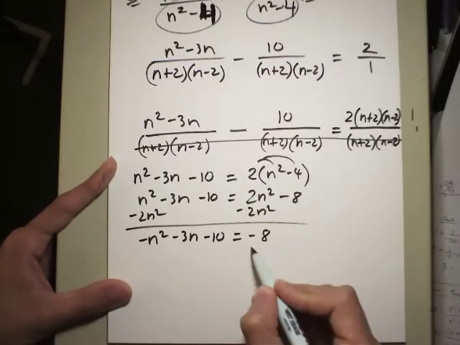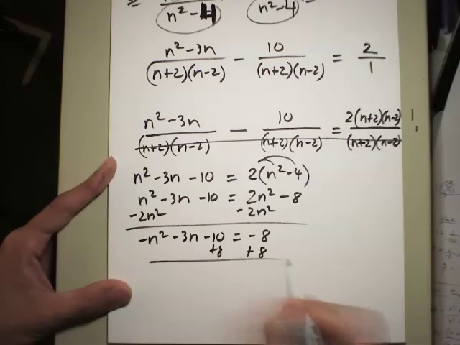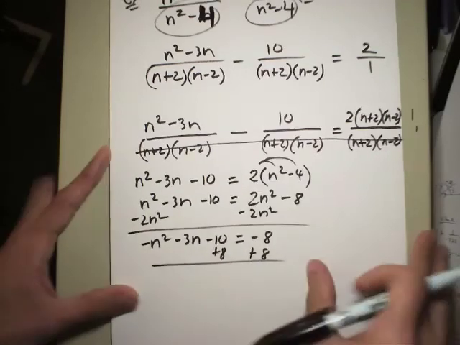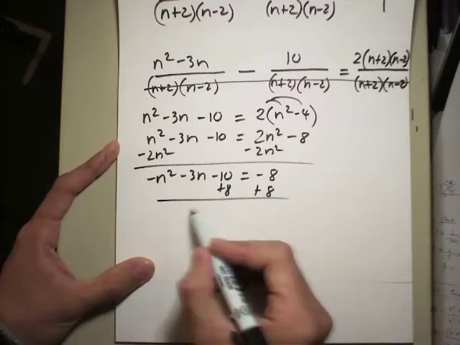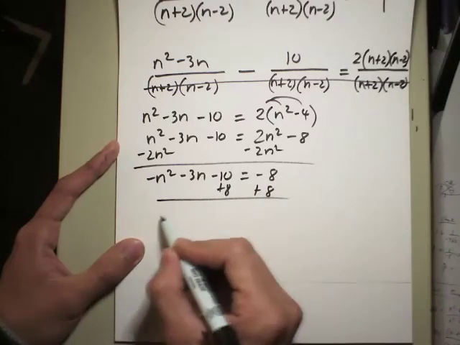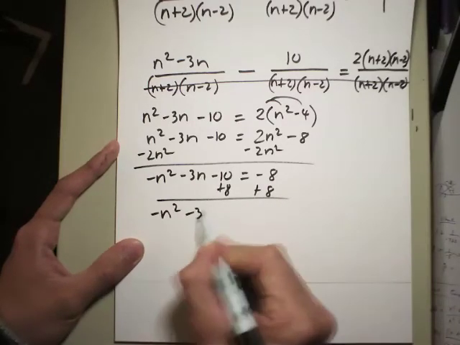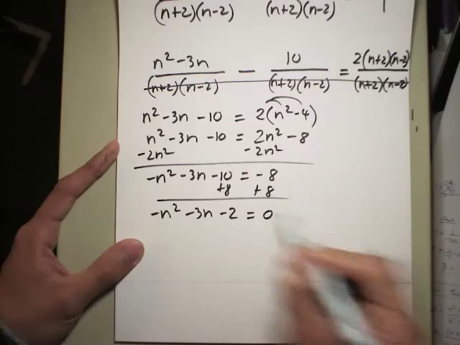I also want to move the negative 8 over as well. Remember, the reason is because we want to solve for it. One way to solve for it is to move everything over to one side and leave the 0 on the other side, so that we can use the zero product property. Okay, so you end up with this.